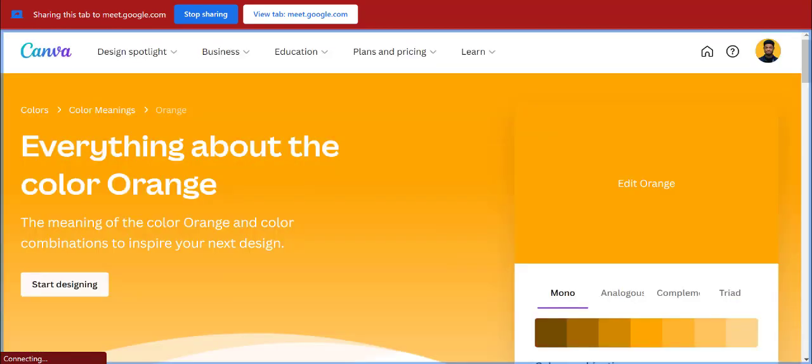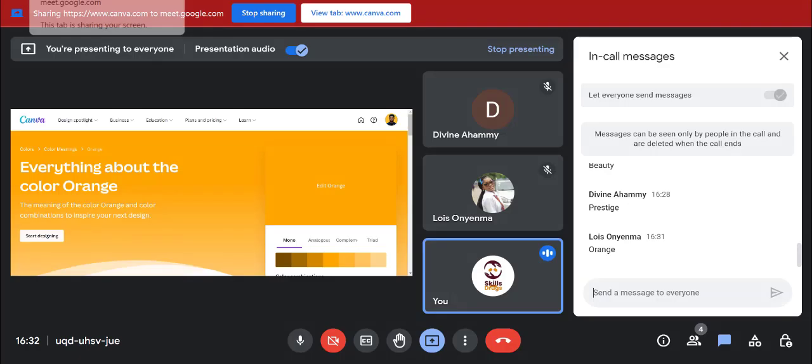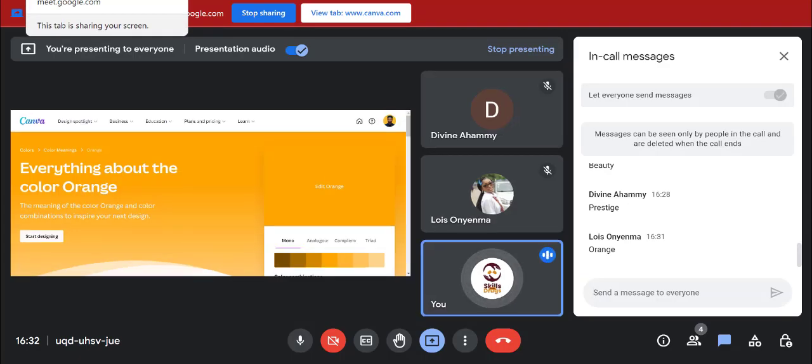Before I go down, who can tell me what orange means? Please, somebody, do not mention orange fruit. I don't want you to mention orange fruit for me. Orange is not the orange fruit. In Nigeria, our orange does not have the color orange. So please say something different. Lois, what does orange mean to you?